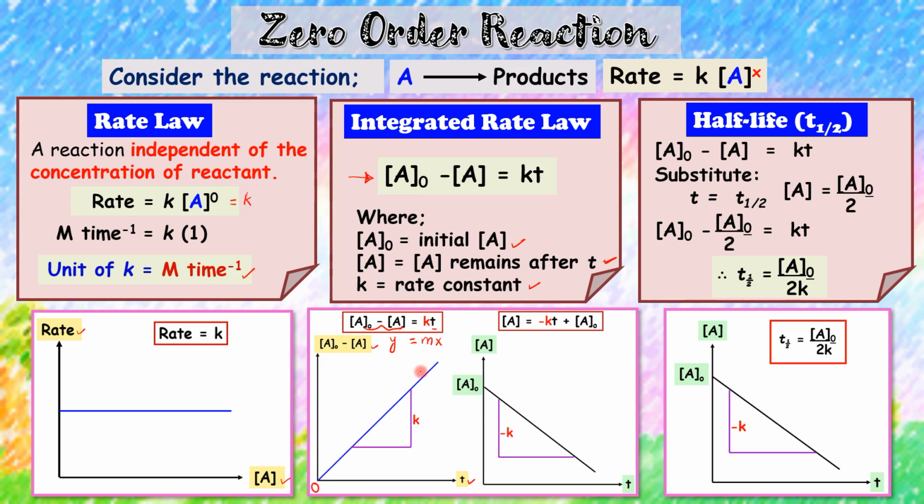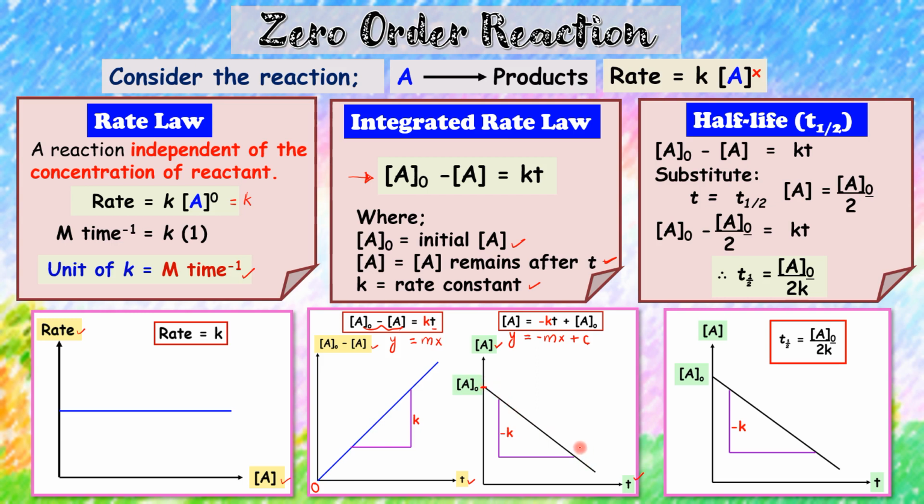A positive linear graph. If we switch, so the concentration of A becomes the y-axis and time is referred to the x-axis, we will get a negative linear graph, because [A] here is referred to y, and negative k is referred to negative m, which is the gradient of the graph. t here is referred to x, plus [A]0 here is referred to c, the initial concentration. So we will get a negative linear graph.